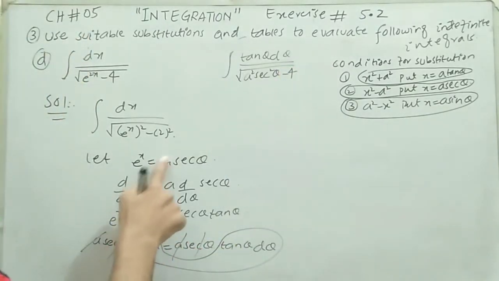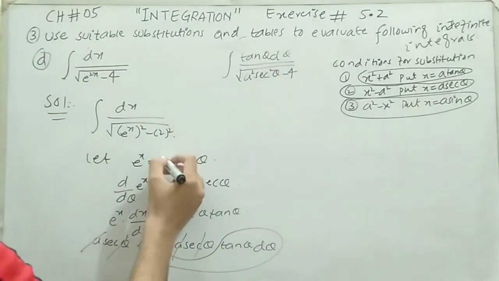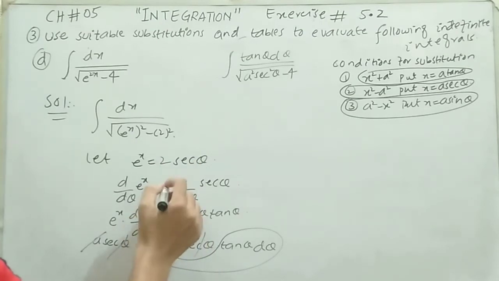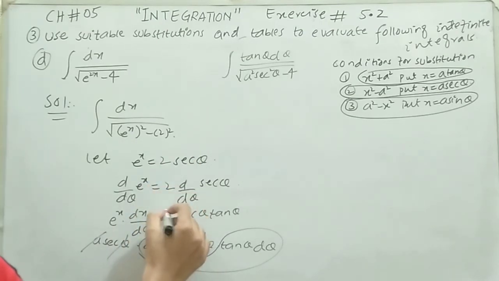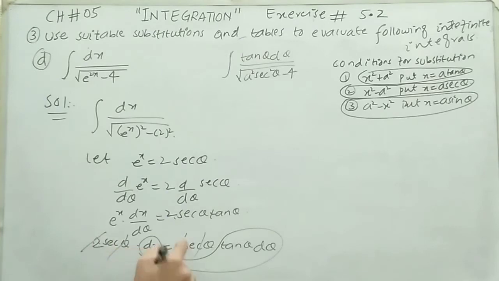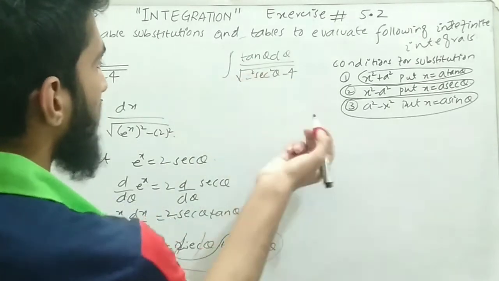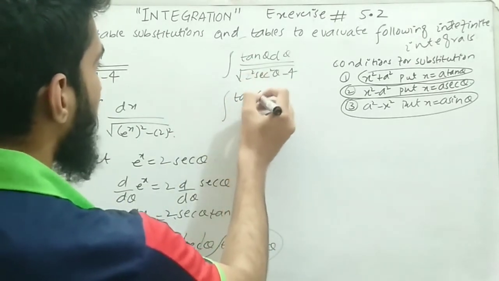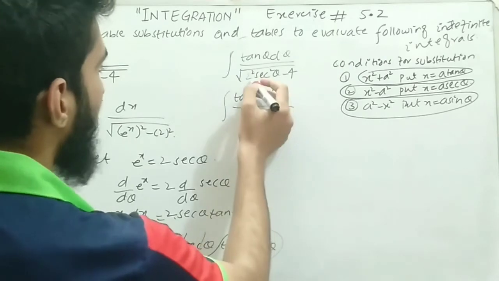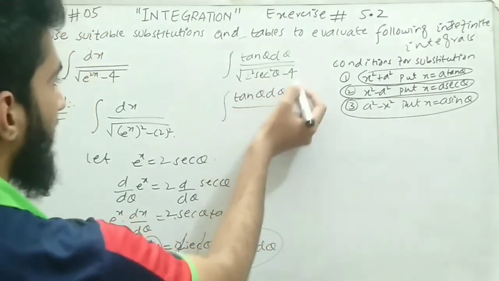Let's suppose I consider this a is actually equal to 2. So here we will write a as 2 in each place. Why do I suppose 2? Because if I put 2, then 2 square will give us 4. So it becomes tangent theta d theta, and it becomes 4 secant square theta minus 4.